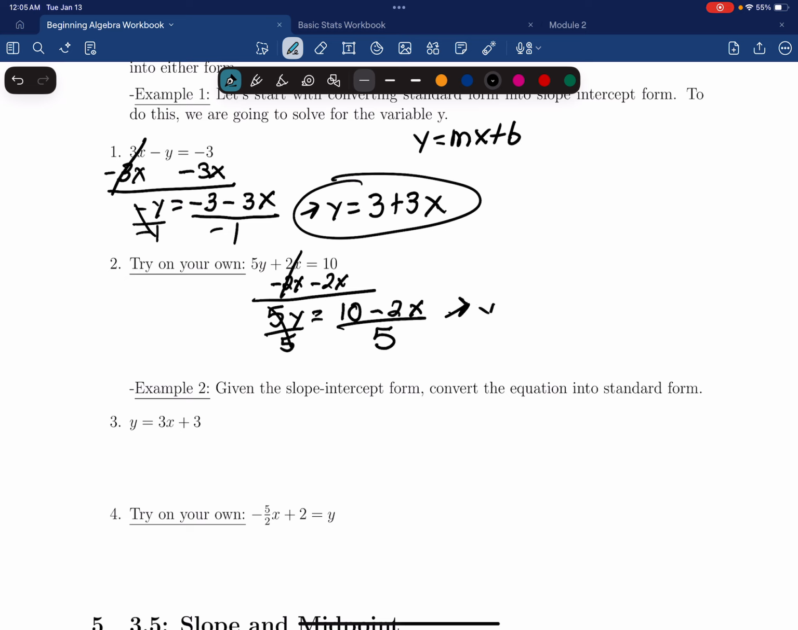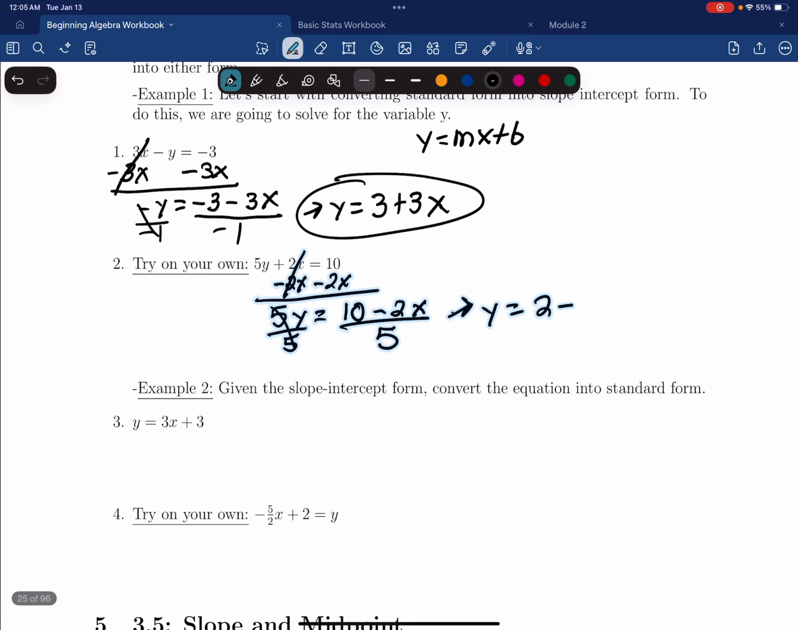So we get y equals 10 divided by 5, which is 2, minus 2 divided by 5. That isn't a whole number, so we just have to keep that as a fraction, and bring that x along, and that's your answer. y equals 2 minus 2/5 x.